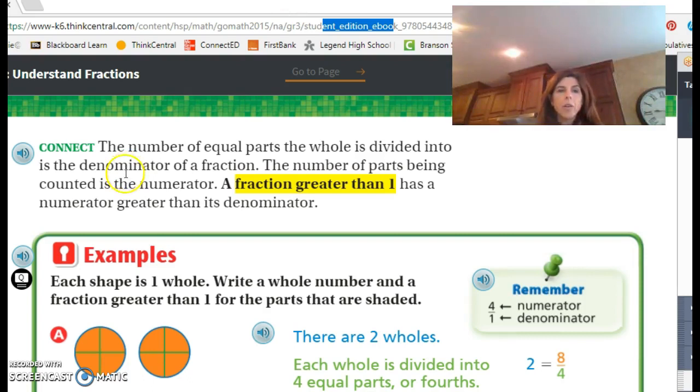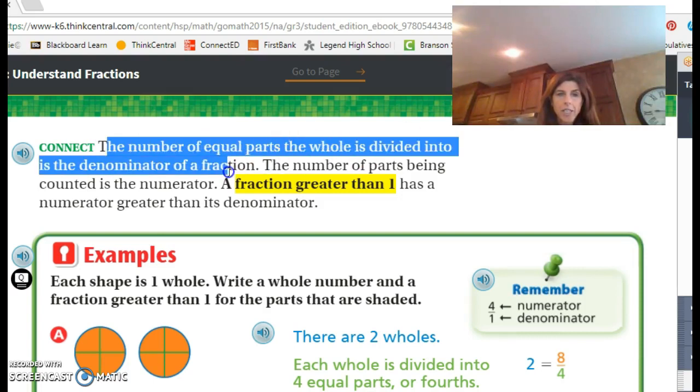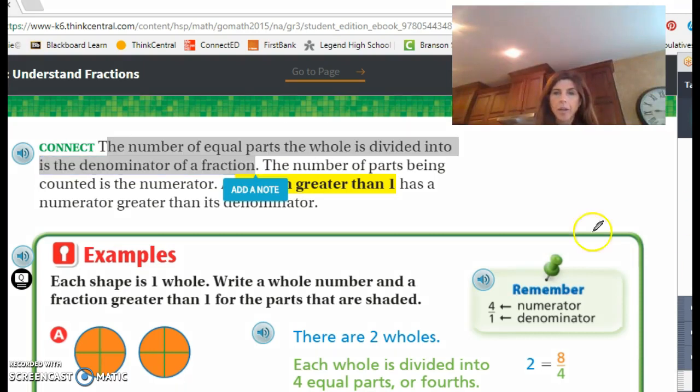All right, so we're going to read this up here. The number of equal parts a whole is divided into is the denominator of a fraction. Okay, it's the denominator. Remember, it's the bottom number. So this is the big key point for today. The number of equal parts a whole is divided into is the denominator of the fraction. The number of parts being counted is the numerator.